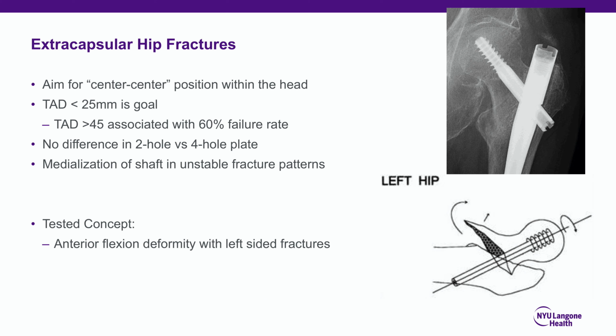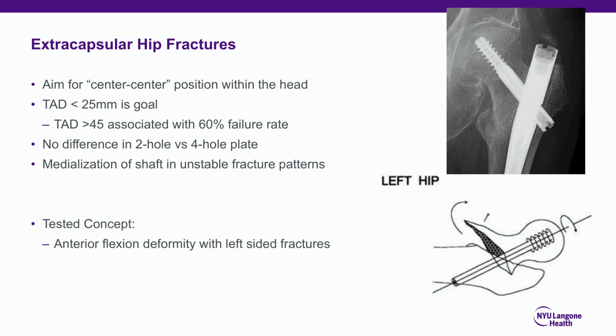The cephalomedullary lag screw should reach the center position, as this is the best bone in the femoral head. A tip apex distance in both nails and sliding hip screws should be less than 25 millimeters, as this can successfully mitigate failure. In terms of sliding hip screws, there is no difference in 2-hole versus 4-hole plates.